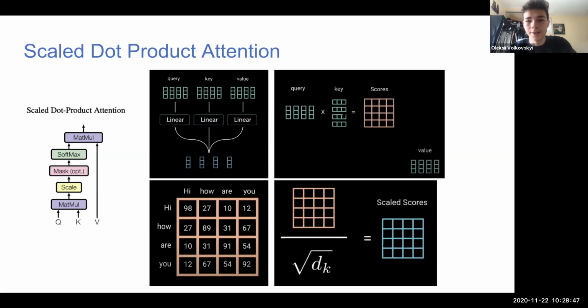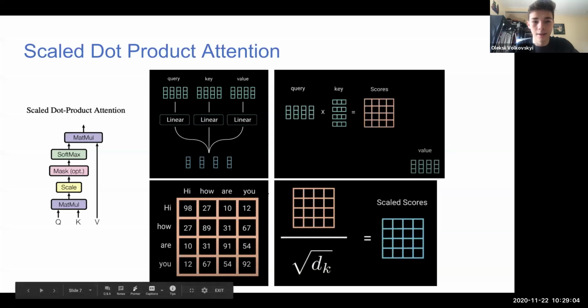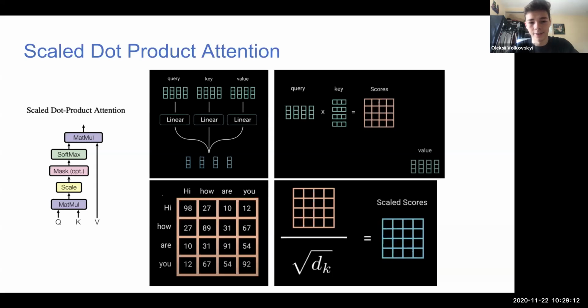Then multiplying the queries and keys by each other gives you the scores, and the size of that matrix is going to be the length of the sentence by the length of the sentence. On the bottom left, you can see how much attention we want to give for each word against all other words in the sentence. For every row in that matrix, we generally want it to add up to 1, since we're going to use it as a sort of mask.